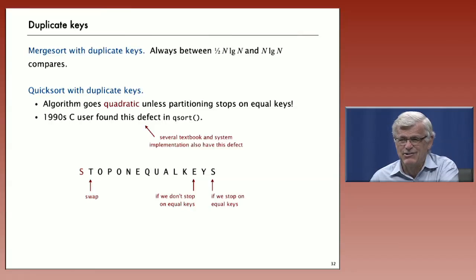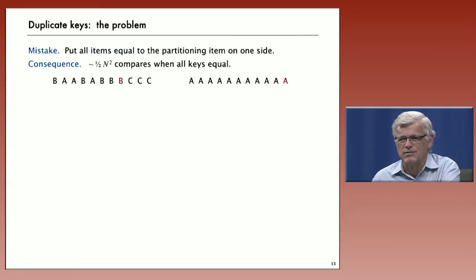QuickSort, actually, up until the 1990s, the most widely used implementation took quadratic time for files with large numbers of equal keys. And it was actually found by an applications user. And that's the standard QuickSort that was in almost all the textbooks. If you did not stop the partitioning on equal keys, it would run in quadratic time. So we want to do better than this.